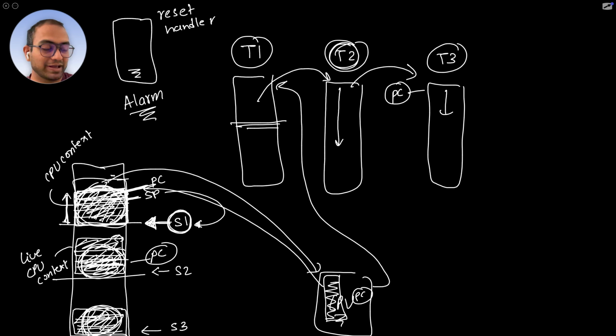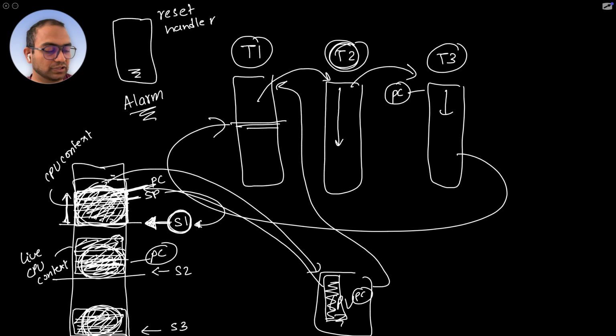And when switching from T3 to T1, it loads the live context onto the stack for T3 and picks up the live context for task 1. Now, this was maybe a mouthful, maybe it was too much information dump right now.